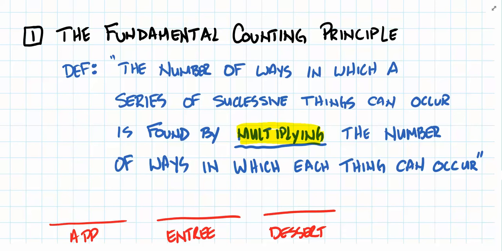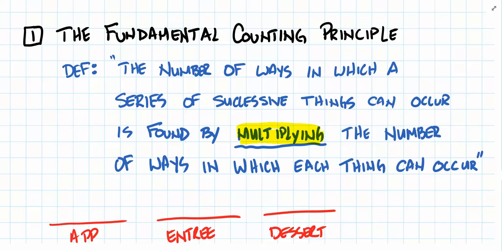And here's the book's definition. It says, the number of ways in which a series of successive things can occur is found simply by multiplying the number of ways each thing can occur. I know that says a lot in words, but in practice it's very, very simple.